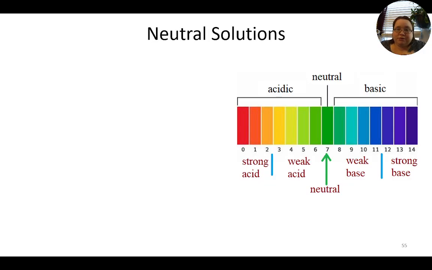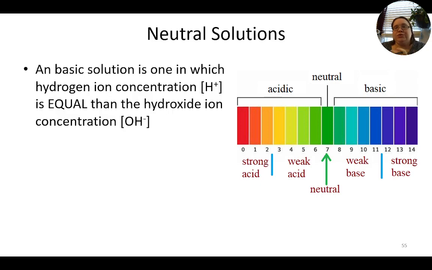So on that note, what's a neutral solution? Well, a neutral solution is one where the hydrogen ions, or the hydronium ions, are equal to the hydroxide ions. We have equal numbers of each. They both are going to be equal to 1.0 times 10 to the negative 7th. Exactly 1.0 times 10 to the negative 7th.